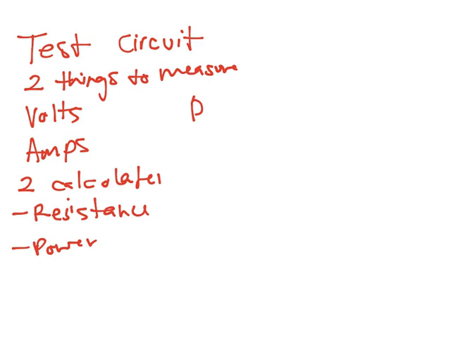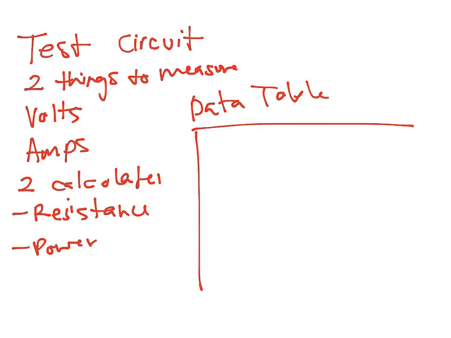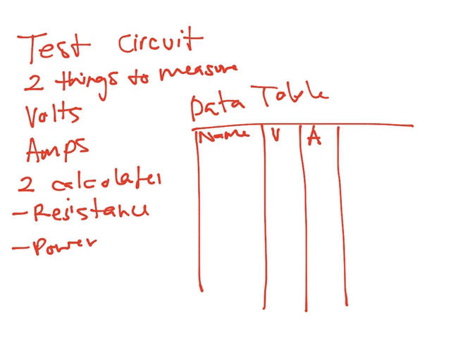So your data table should probably look something exactly like this, where you have essentially the name of it, your volts, your amps, your resistance, and your power. Remember, this is measured in watts.